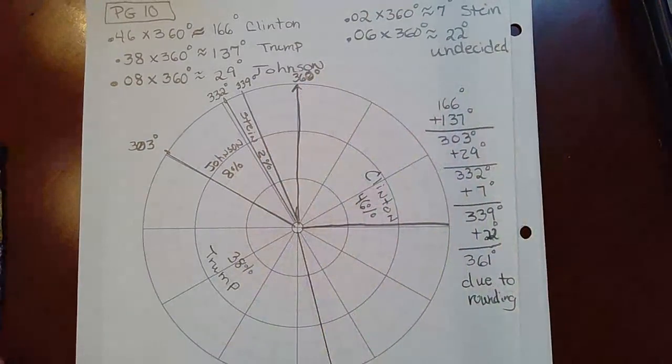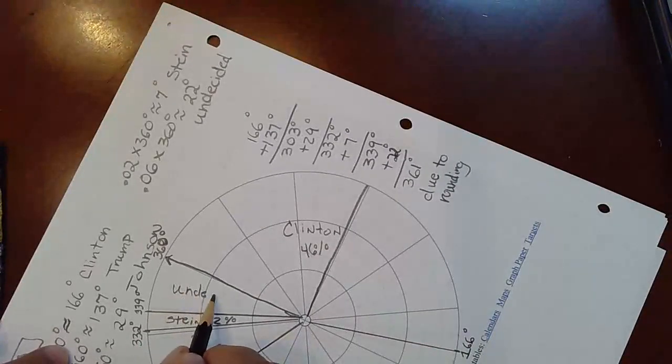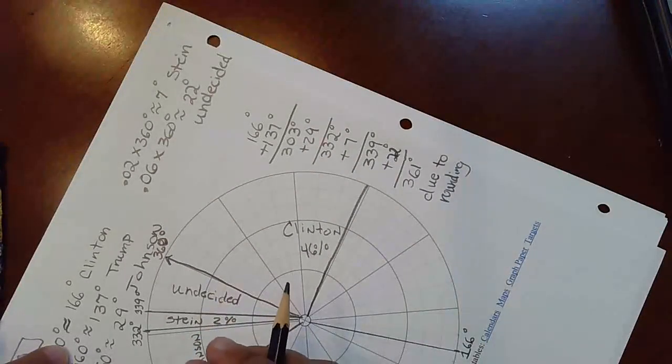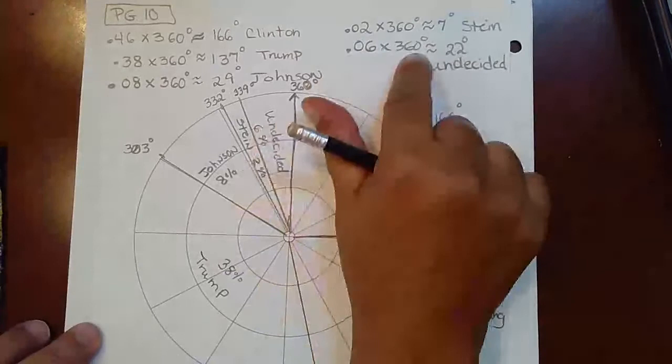And then put that in there. This section is undecided at 6%. Okay, the undecided section came from this 0.06.